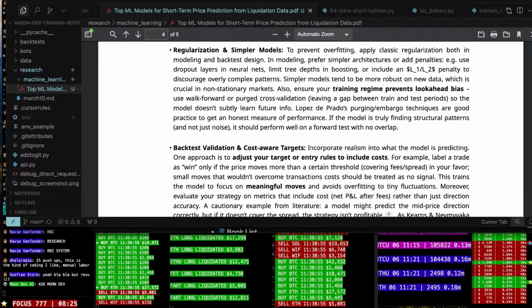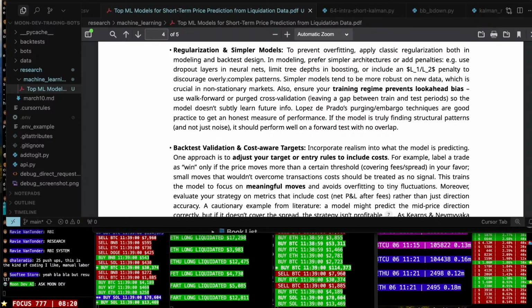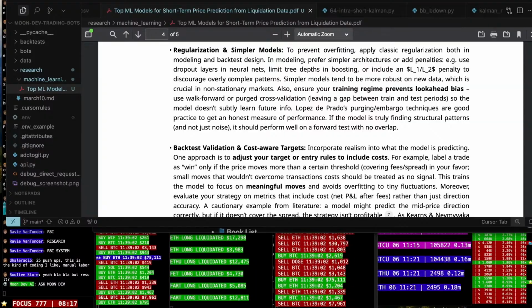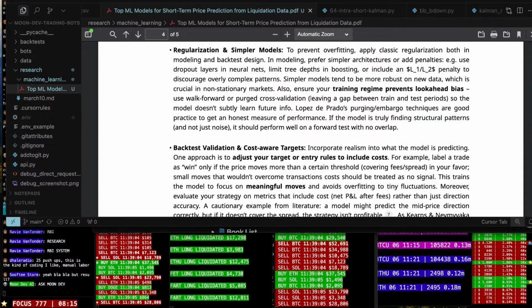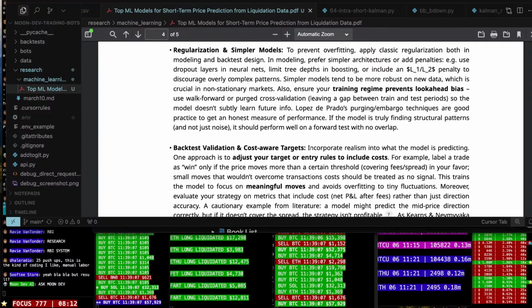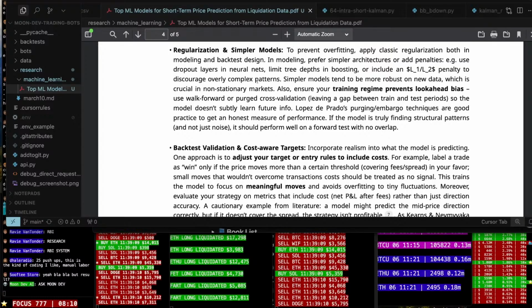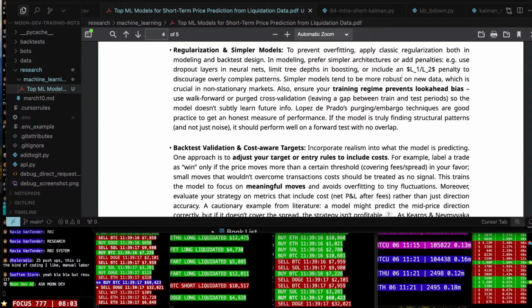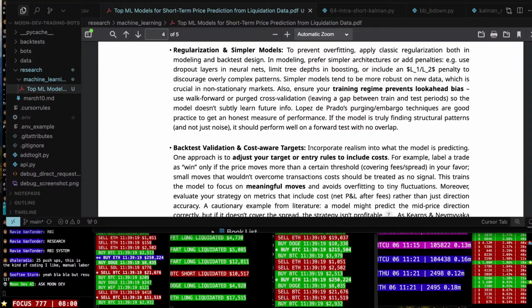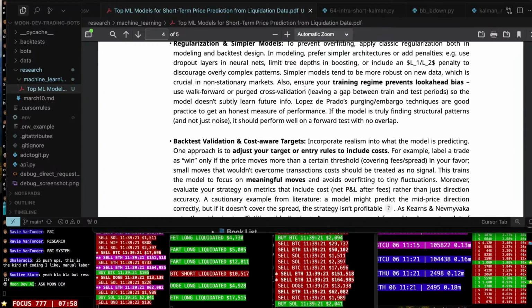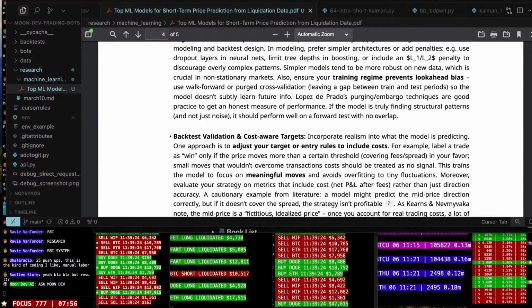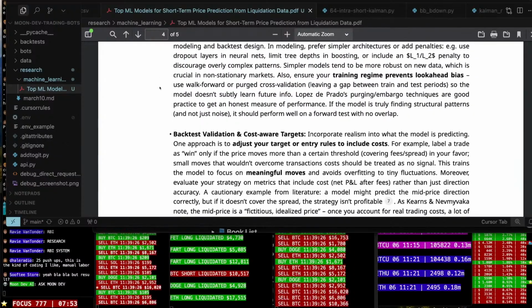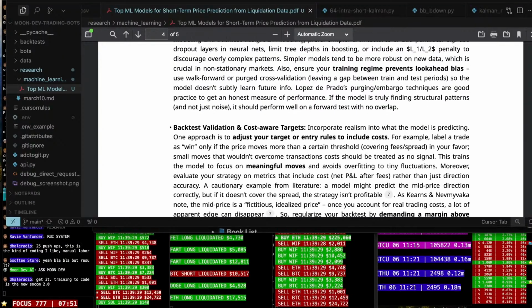Regularization and simpler models. To prevent overfitting, apply classic regularization both in modeling and backtest design. In modeling, prefer simpler architectures or add penalties, e.g. use dropout layers in neural nets, limit tree depths in boosting, or include L1, L2 penalty to discourage overly complex patterns. Simpler models tend to be more robust on new data, which is crucial in non-stationary markets.